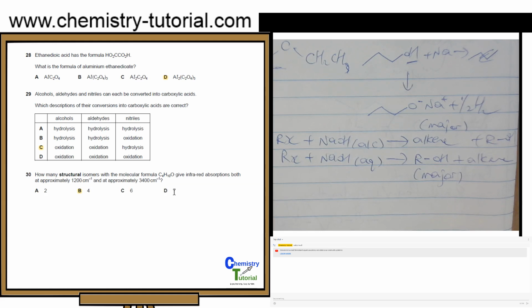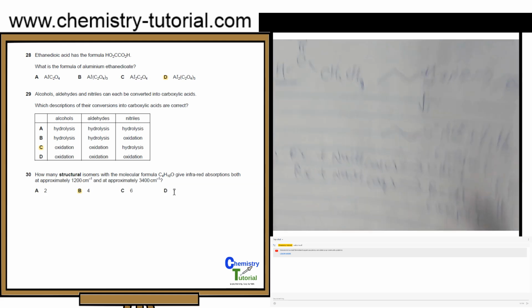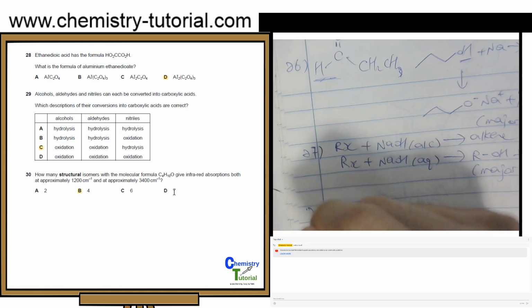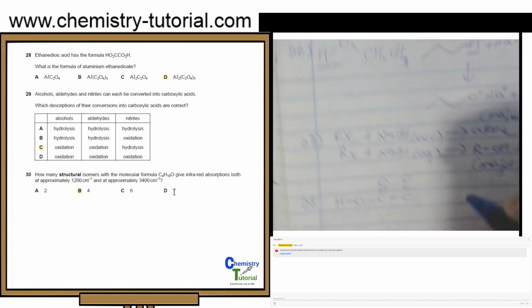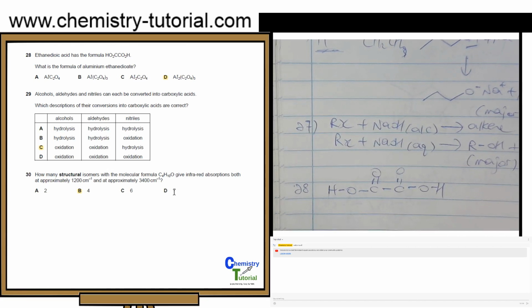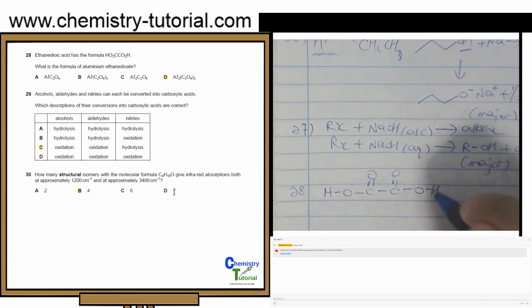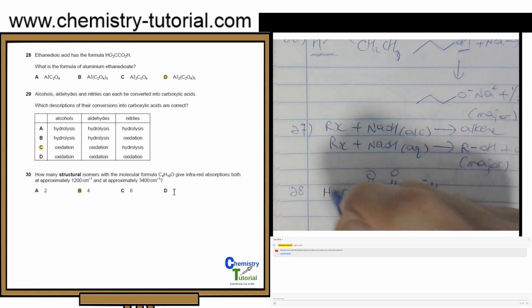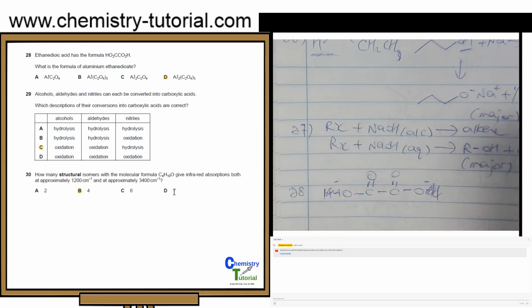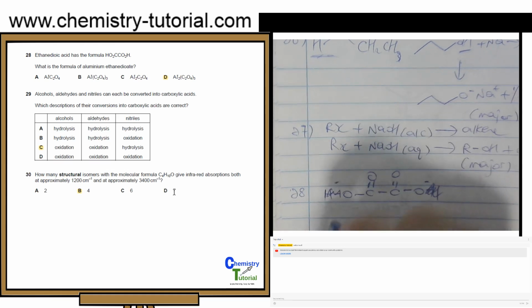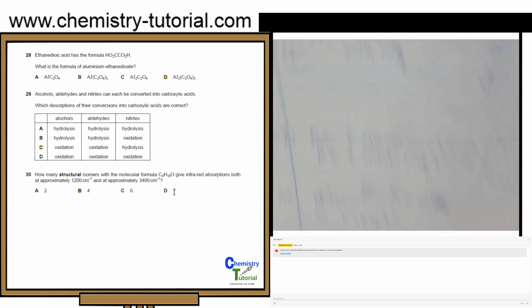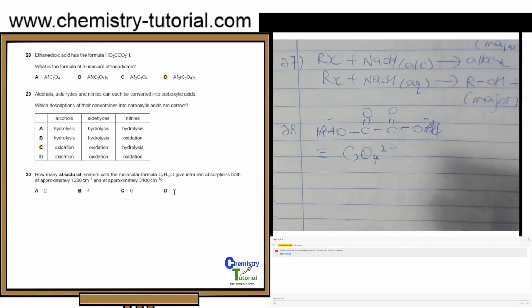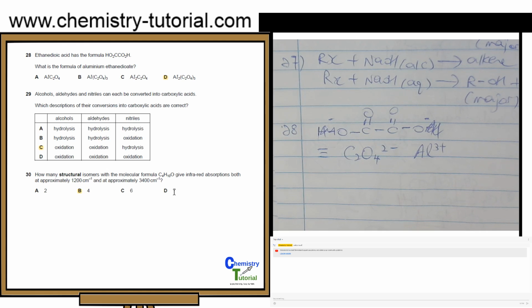For question 28, ethanedioic acid has the formula so and so. Now, how does ethanedioic acid look like? It looks like this. You have 2 carboxylic acid groups. And of course, what's the charge that they have? Well, if you deprotonate this species, this will be -1, -1. Hence, if we deprotonate this dicarboxylic acid, what we have is C2O4 2-. It has a charge of 2- because 2 protons could potentially be lost. And we know that aluminium ion has a charge of +3. Hence, the answer can only be option D.